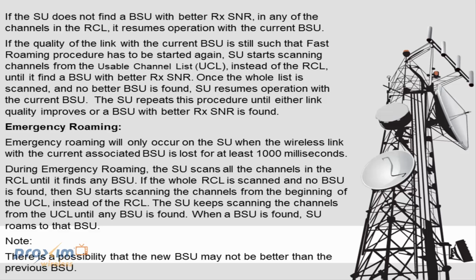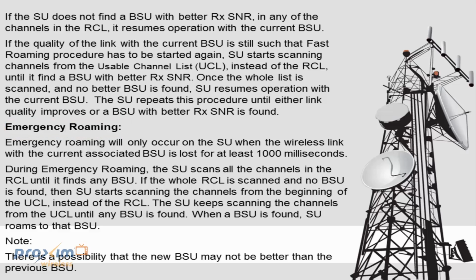Now, if the quality of the link with the current BSU is still such that the fast roaming procedure has to be started again, the SU starts scanning channels from the usable channel list, the UCL, instead of the RCL, until it finds a base station with a better receive SNR. Once the whole list is scanned and no better BSU is found, the SU resumes operation with its current BSU. The SU repeats this procedure until either the link quality improves or a BSU with a better receive SNR is found.